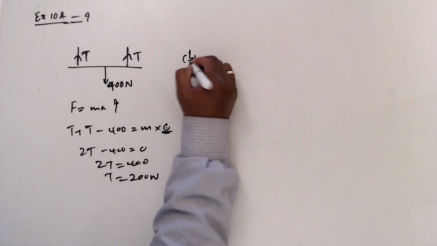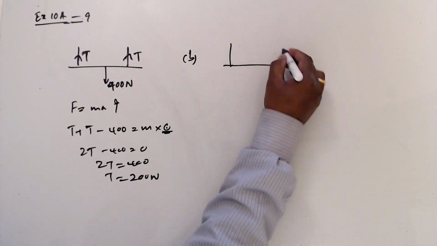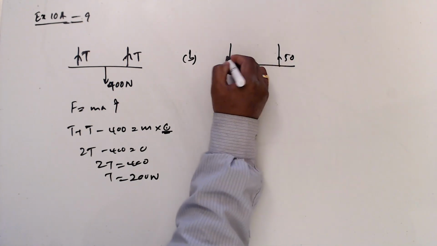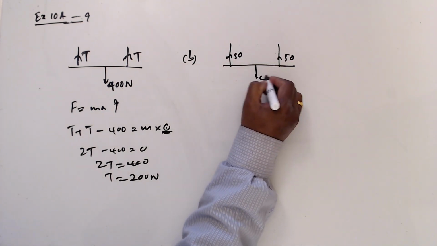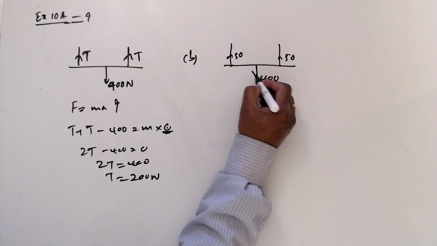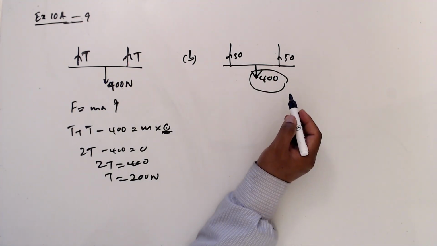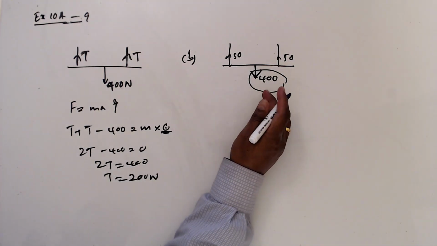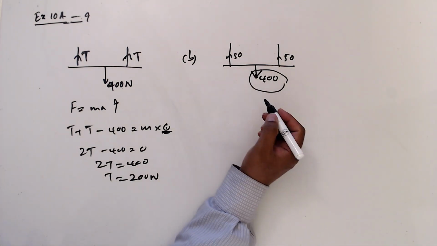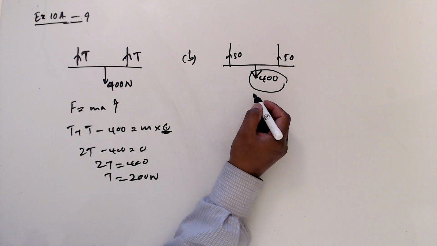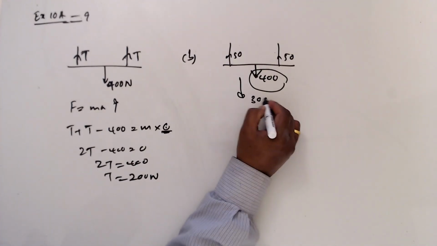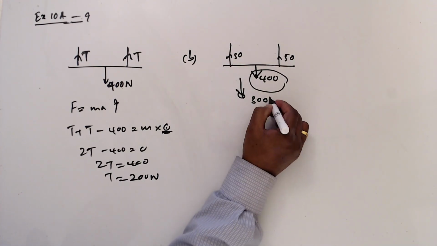Part B, the tension is reduced to 50. Now this is 50 and this is 50, and this is 400. Now it is very clear that 400 is greater than 100. So we have a resultant force of 300 Newton downward.